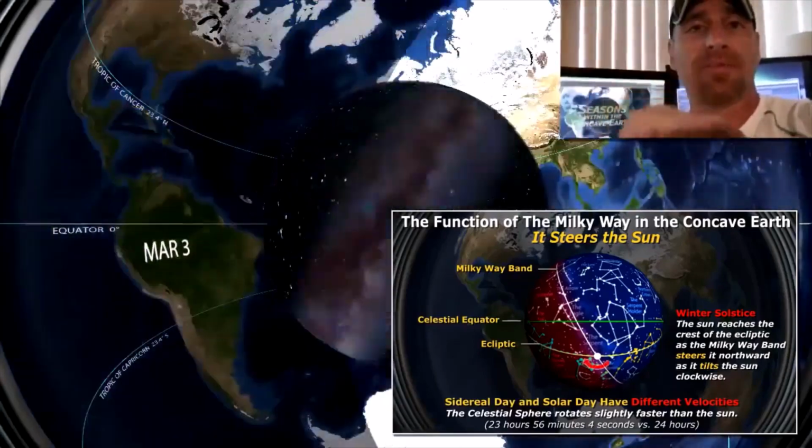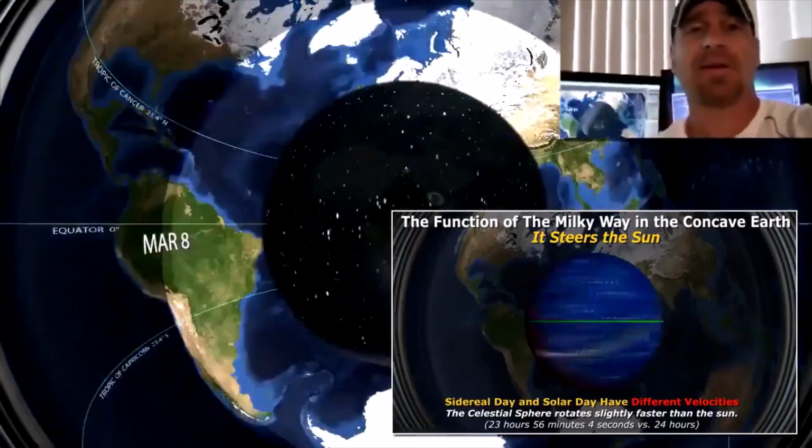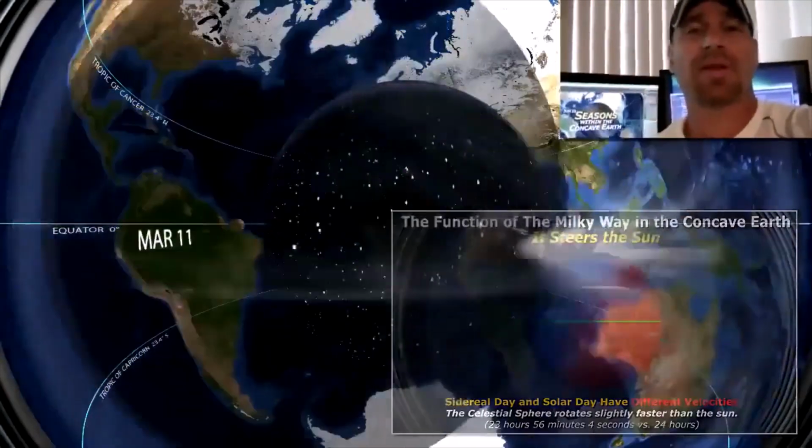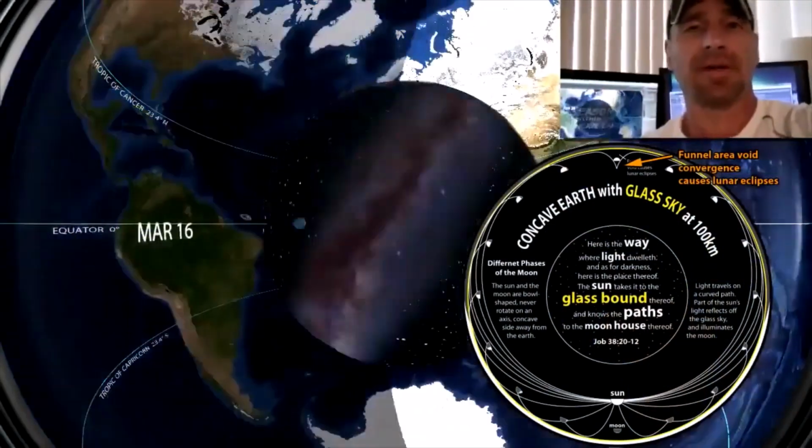So it's all being influenced by that dividing line, that Milky Way dividing line. It has a purpose, it has a function. Everything works within the Concave Earth. Sunlight is bending around the inside of the Earth. That's how we get lunar eclipses.